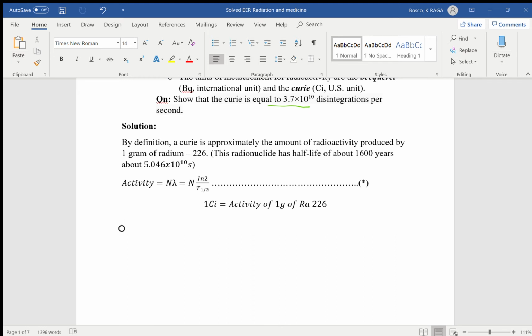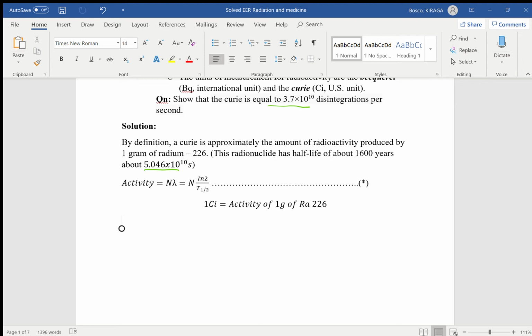I try to write the definition as 1 Curie is approximately the amount of radioactivity produced by 1 gram of radium-226. Still, we cannot calculate this unless we have a constant, which is the half-life of radium-226. So the half-life is 1,600 years, and on my calculator I've seen that it's approximately 5.046 times 10 power 10 seconds. So let's go now to the solution.